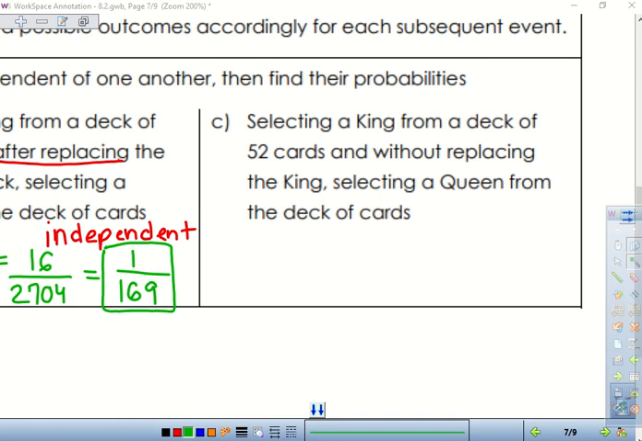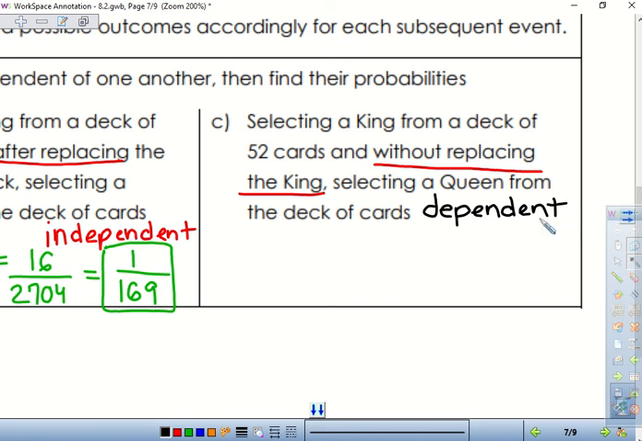So let's try the next one. Selecting a king from a deck of 52 cards without replacing the king, and then selecting a queen. Independent or dependent? This one is dependent because you've changed the odds for the next event when you take the card away and don't replace it. Okay?